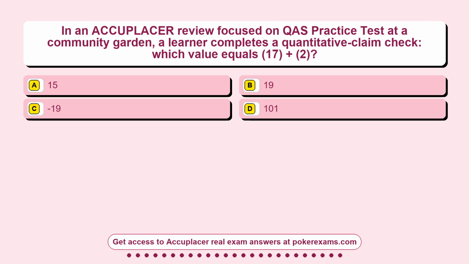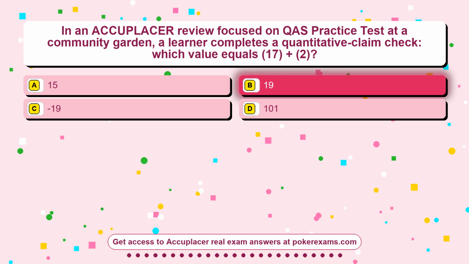Question 24. In an ACCUPLACER review focused on QAS practice test at a community garden, a learner completes a quantitative-claim check. Which value equals -17 plus 2? Option A, 15. Option B, 19. Option C, -19. Option D, 101. The correct answer is option B, 19.